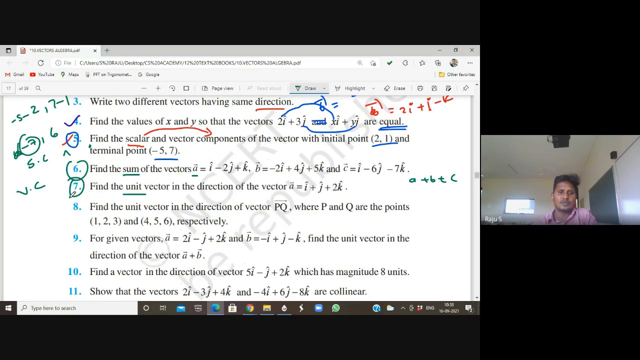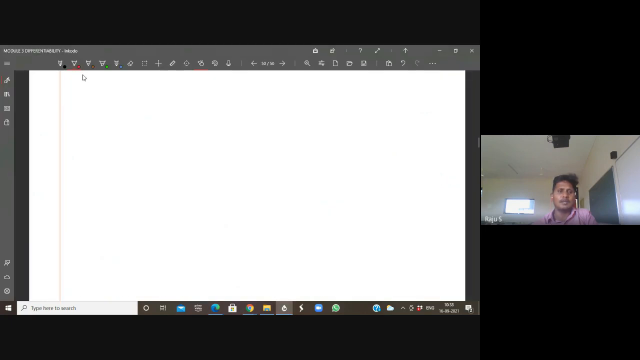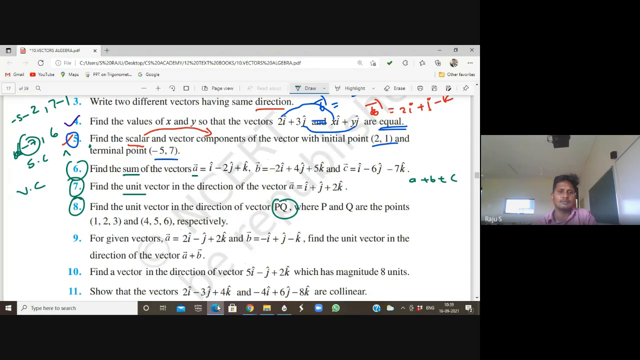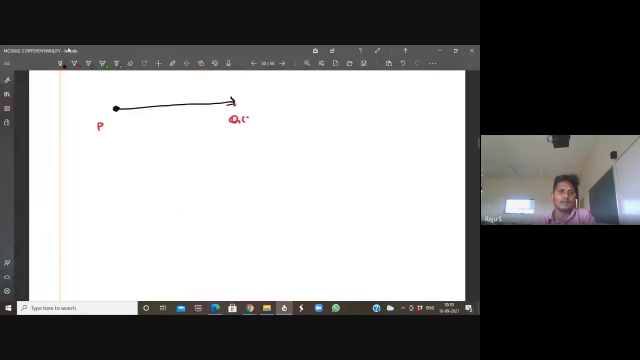Now, coming to the next question, question number 8. Find the unit vector in the direction of PQ, where P and Q are the points. Very simple. Two points they have given here, P and Q. We need to find the vector PQ. P is the starting point, Q is the ending point. P is clearly 1, 2, 3, and Q is 4, 5, 6.